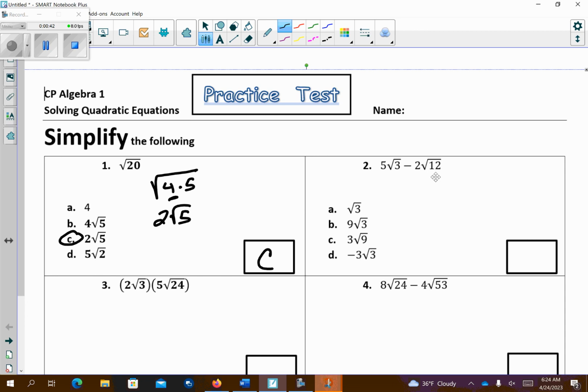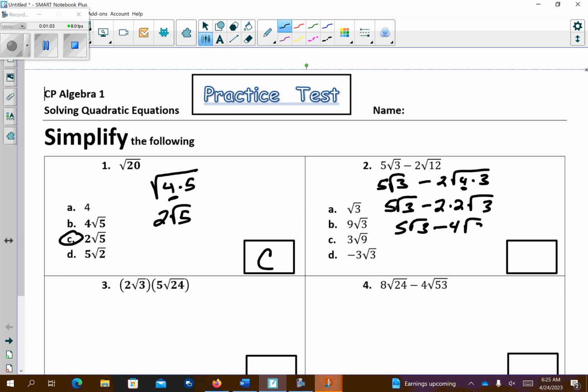Problem number 2, I have two different radicals, so I can't do anything. So the first radical is going to stay as is. The second radical I'm going to break down to 4 times 3. The reason not 6 and 2 is 4 is the perfect square. Take the square root of 4, which is 2, so it's going to join the other 2 that's already outside. And then we can go ahead and subtract. So 5 minus 4 is 1, so I get 1 root 3, which is just root 3. So I'll put the A right there.